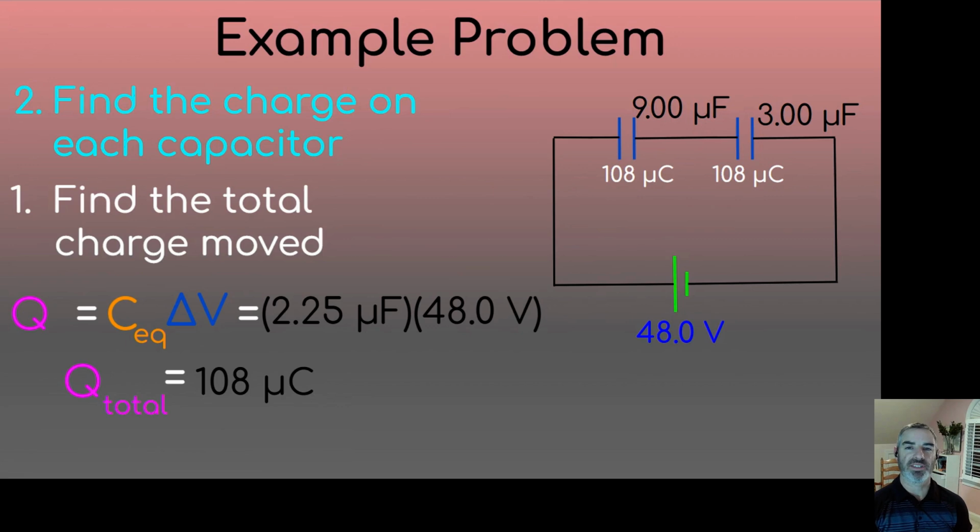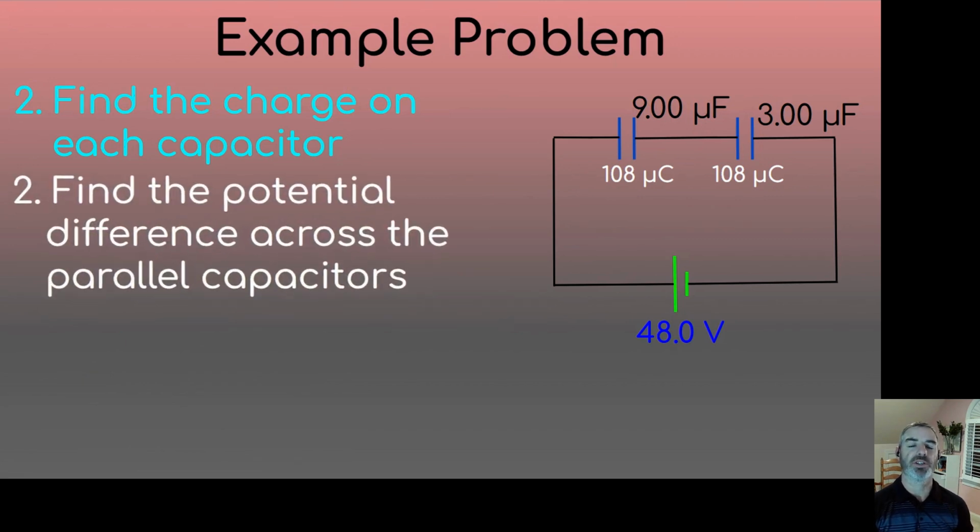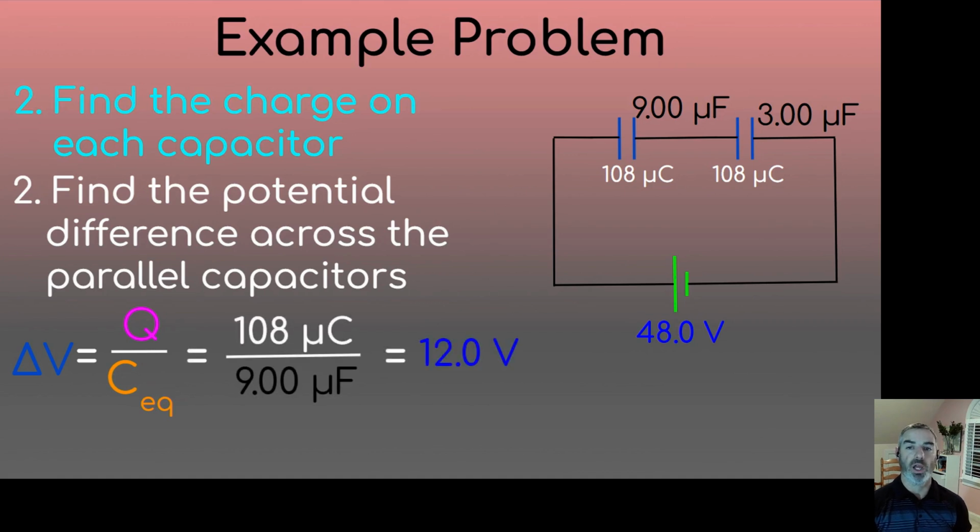Now what we're going to do is we have to skip around a little bit, and we have to find the potential difference across the parallel capacitors. And we're going to use the equivalent capacitance equation: equivalent capacitance equals Q divided by delta V. Now that equivalent capacitance, we know, is going to be the equivalent capacitance of the parallel circuit. That's the 9 microfarads. And then we know there's 108 microcoulombs of charge moved across the plates. So we're going to rearrange our equation, solve for delta V, and 108 microcoulombs divided by 9 microfarads is going to give us 12 volts, which means that the 9 microfarad has 12 volts of potential that is measured across it.